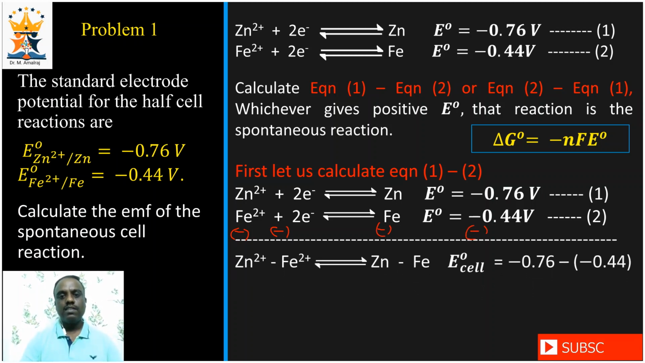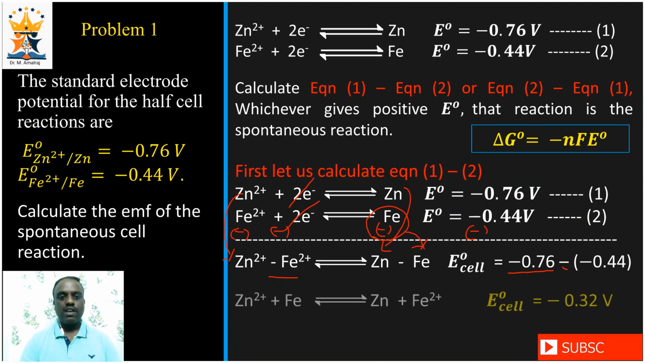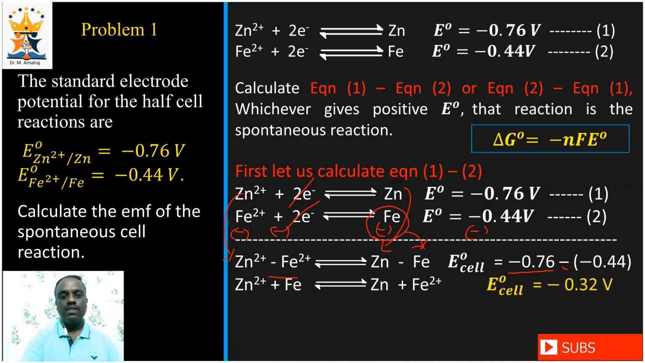And when we solve this, see that the two electrons cancel each other when we subtract, and Zn2+ comes as such. Since the sign of Fe2+ is changed, it is minus Fe2+, and the zinc is coming as such, and since the sign of Fe is changed, it is minus Fe. In the meantime, we have to subtract the E0 value also. So minus 0.76 minus of minus 0.44. And when we rearrange the equation, we will get this expression. But note down the E0 value, it is negative.